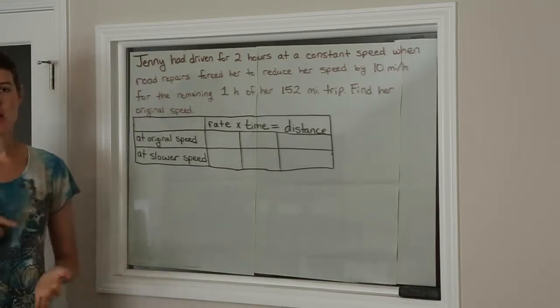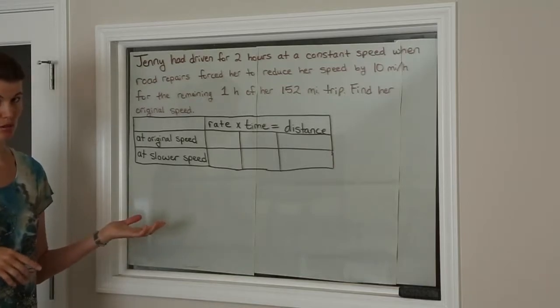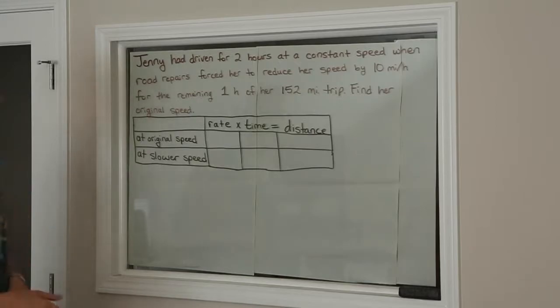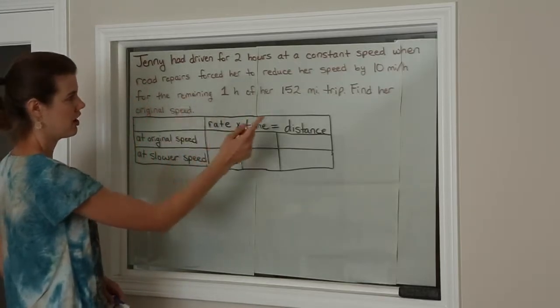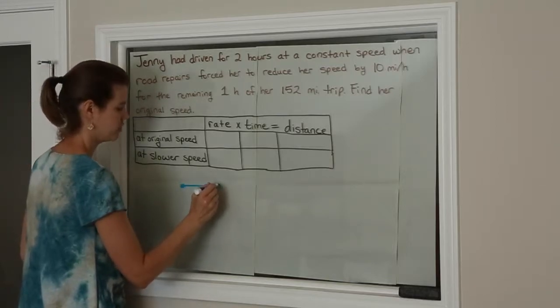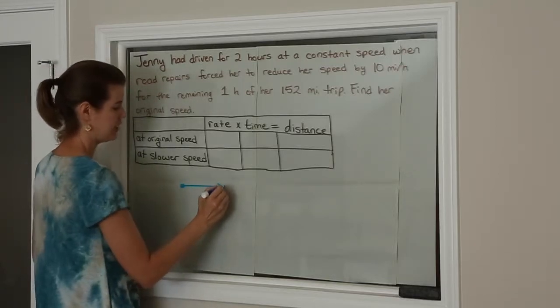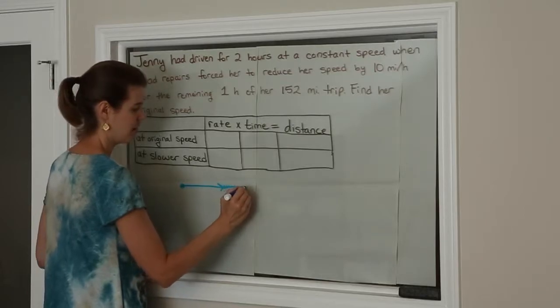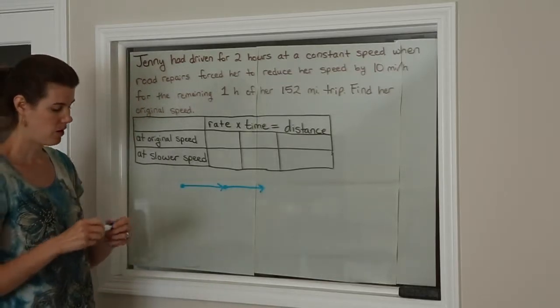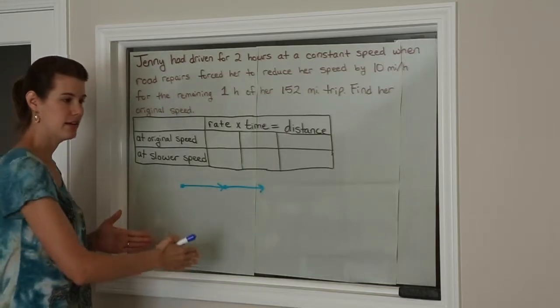Alright, remember I said chart's optional. They started with it, so we'll do it. But you need a picture. And in this case, it's one person driving. She's driving one leg of her trip at one speed, has to slow down, and then continues the remaining part of her trip at a different speed. So you are going the same direction in stages.